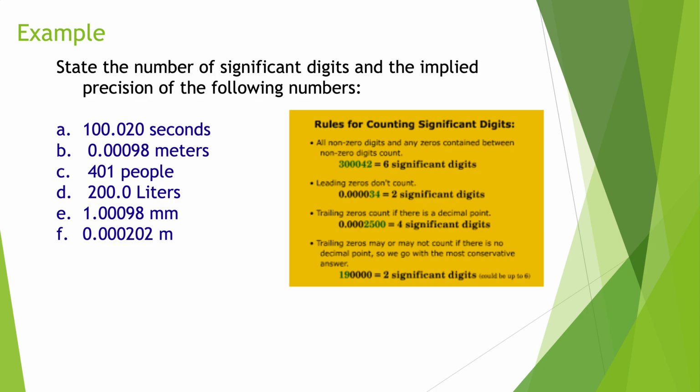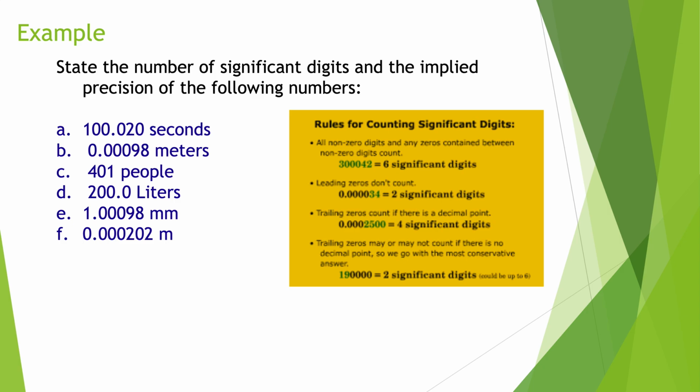Next, trailing zeros may or may not count if there's no decimal point. So we want to go with the most conservative answer. 190,000, is that what that is? Yep. Then you have 2 significant digits, the 1 and the 9. All those zeros afterwards are not considered significant digits.